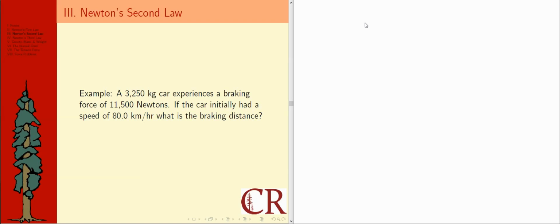A 3,250 kilogram car experiences a braking force of 11,500 newtons. If the car initially had a speed of 80 kilometers per hour, what is the braking distance?